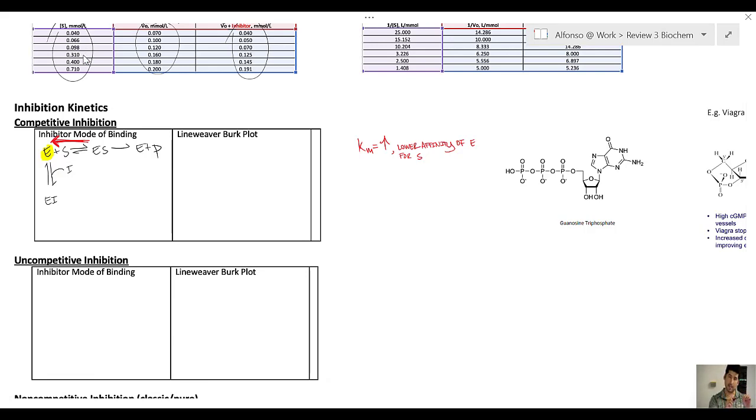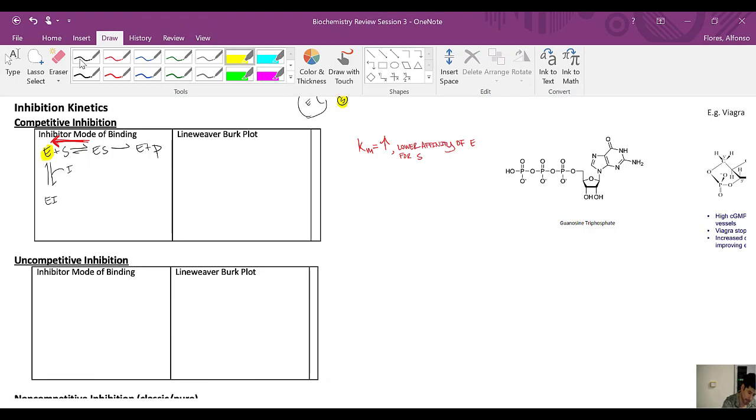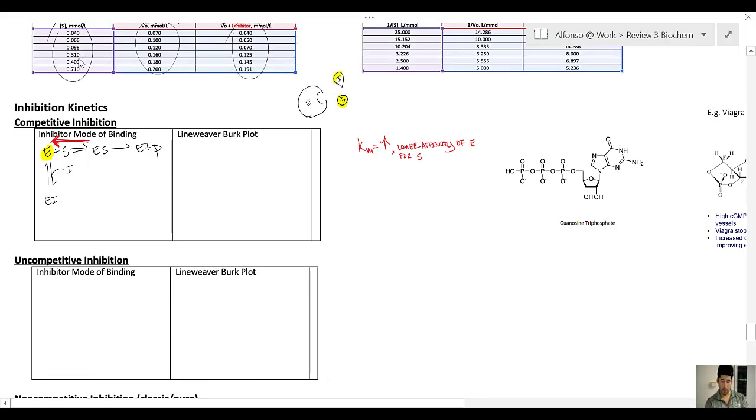Now what about Vmax? Because the inhibitor is competing for the same active site as the substrate, we can draw this little enzyme right here. So this is our enzyme, and this right here is the natural substrate, and this right here is the inhibitor. If you see here, they both have this little round part, which is what binds to the enzyme. So they're both competing for this active site right here.